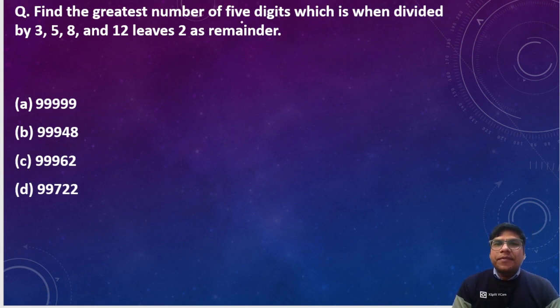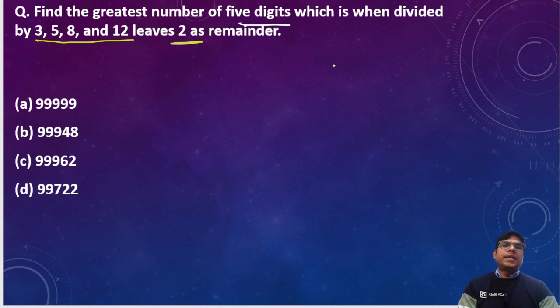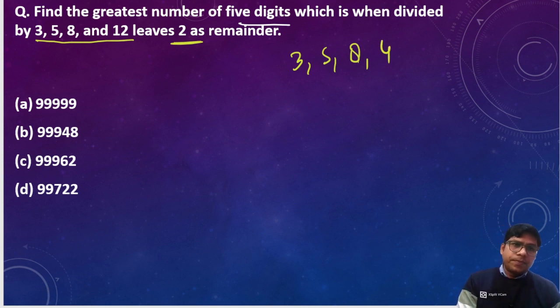Find the greatest number of 5 digits which, when divided by 3, 5, 8 and 12, leaves 2 as a remainder. So here the numbers are 3, 5, 8 and 12. If 12 is there, when the number is divided by 12 and leaves 2 as a remainder, we will get 3 and 4 as tools. We have already taken 3, so we can take 4 as a tool. So we have 4 numbers as tools. We can apply these tools in finding our answer.